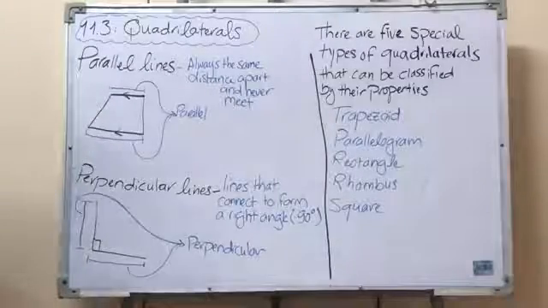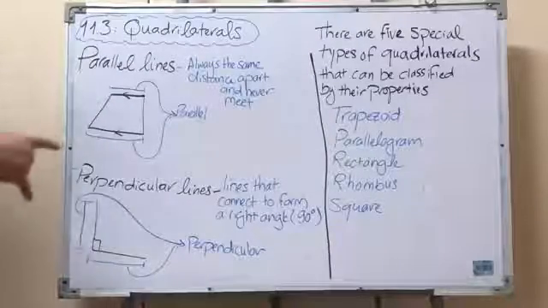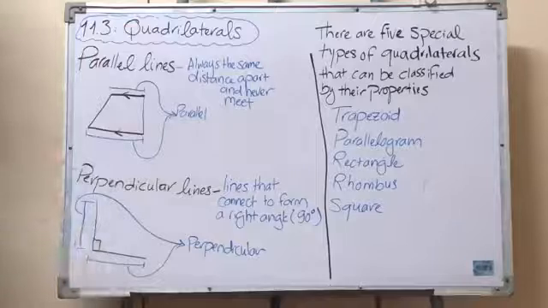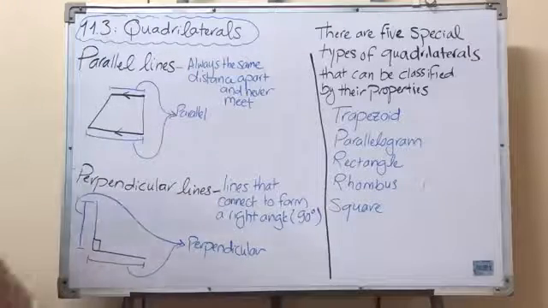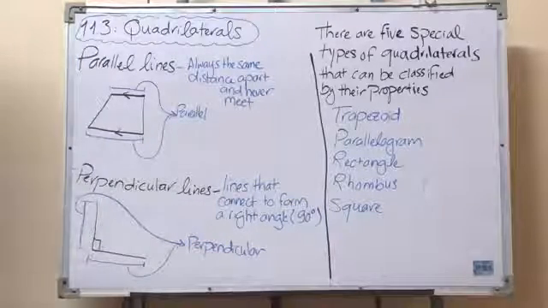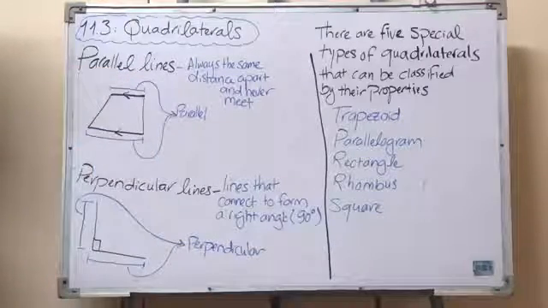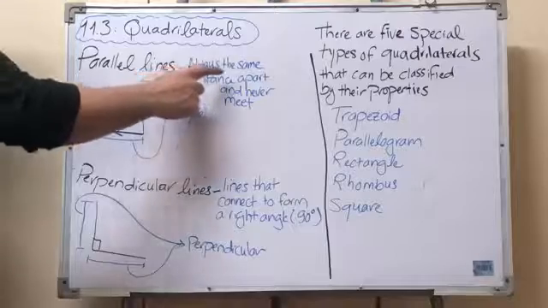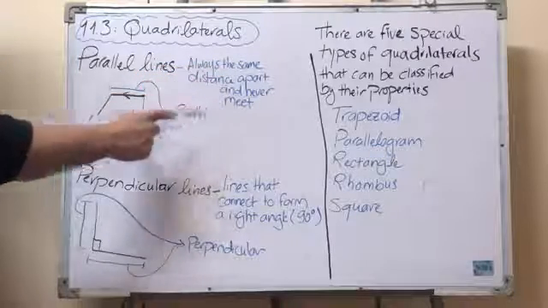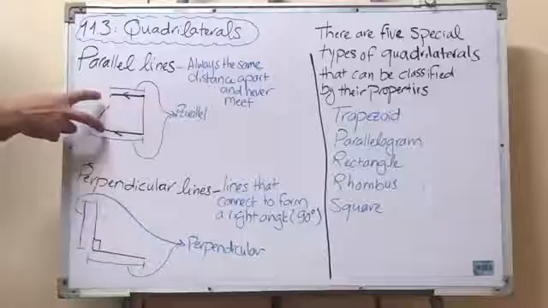Lesson 11.3 Quadrilaterals. Before we talk about our polygons, the quadrilaterals, we have to understand two things. First thing is parallel lines. What are parallel lines? They are lines that are always the same distance apart and they never meet. So these two lines are parallel.